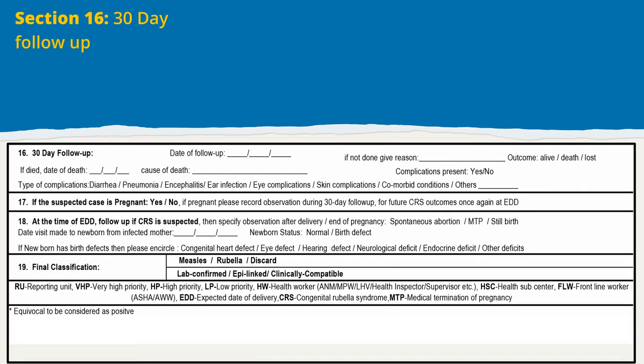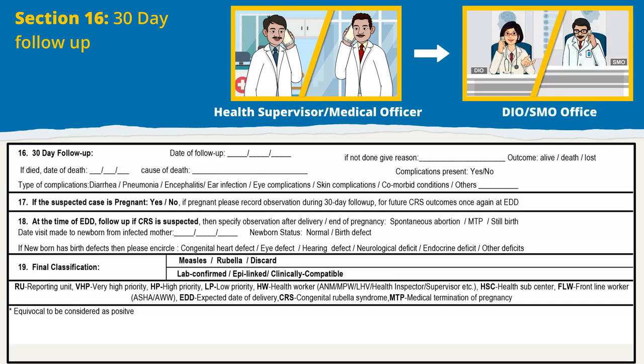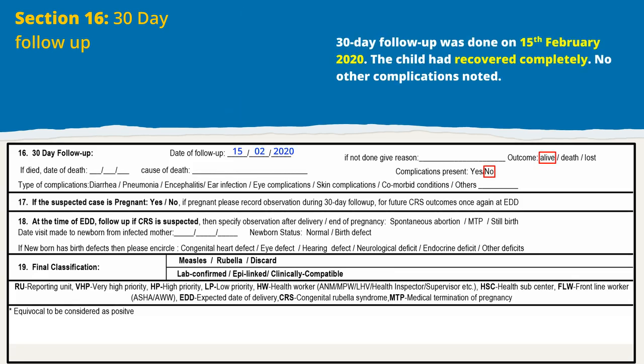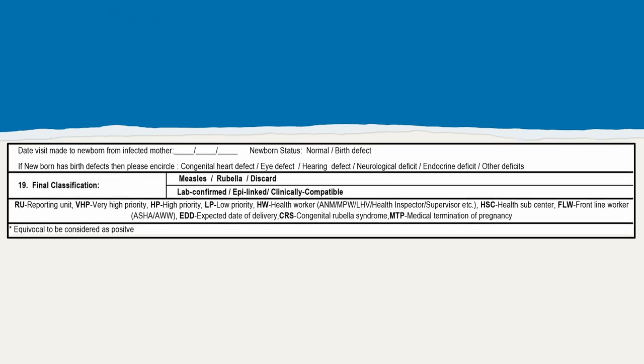Follow-up of every case after 30 days of rash onset to be done by health supervisor or medical officer and inform the status to DIO or SMO office. This gives information about post-measles complications, death or additional cases in the community. Sections 17 and 18 are for early identification and follow-up for risk of congenital rubella syndrome in newborn if the suspected case is a pregnant woman.